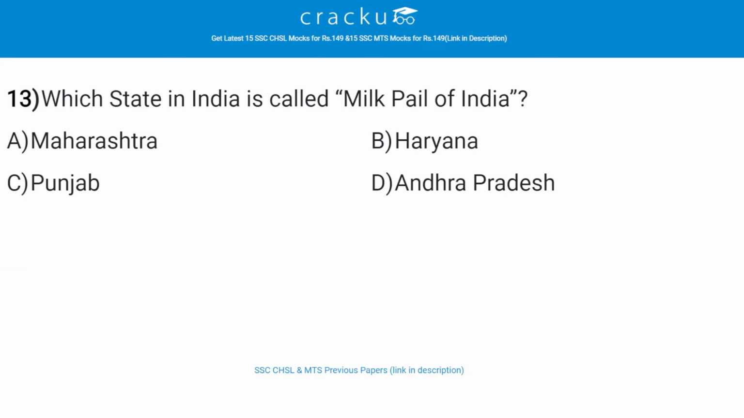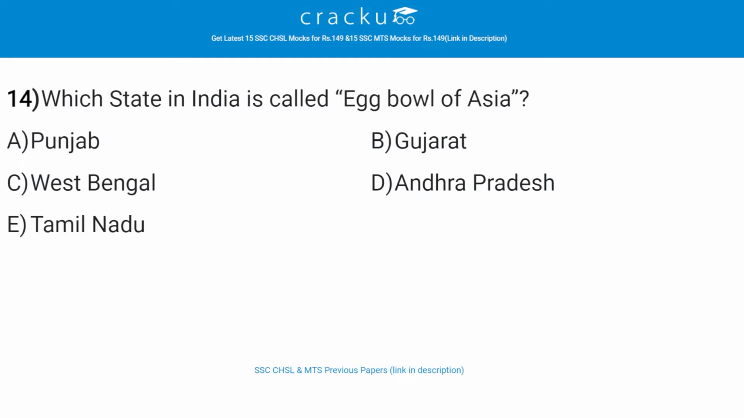Which state in India is called milk pail of India? The correct answer is B, that is Haryana. So, Haryana is the milk pail of India. Which state in India is called egg bowl of Asia? The correct answer is D, that is Andhra Pradesh.